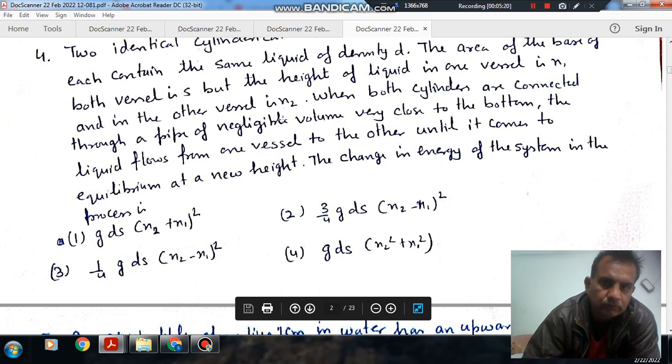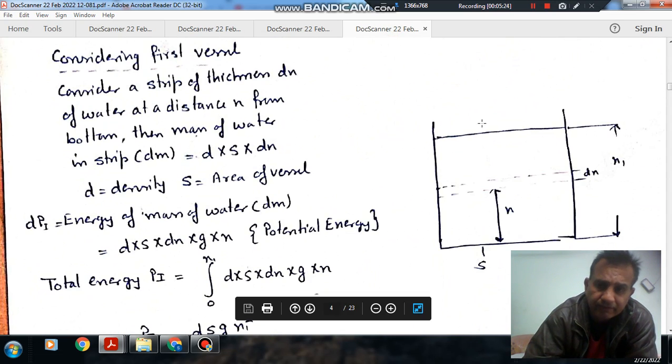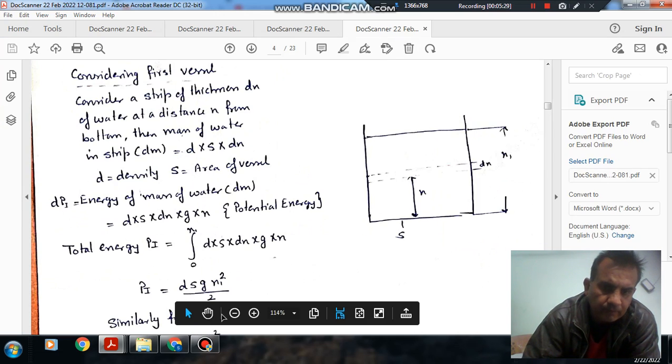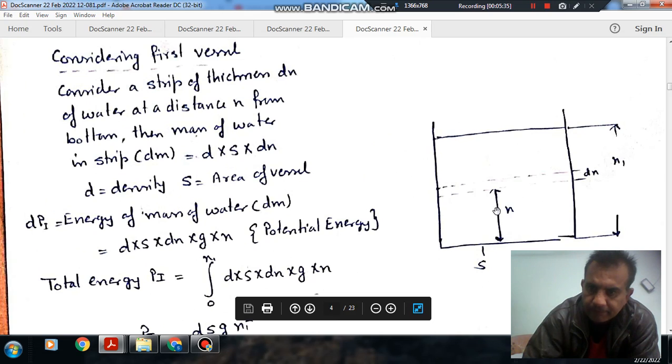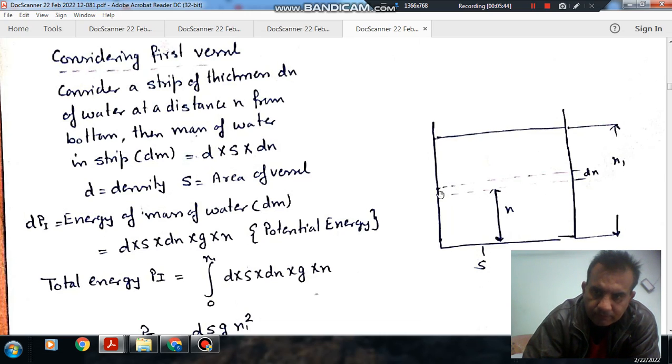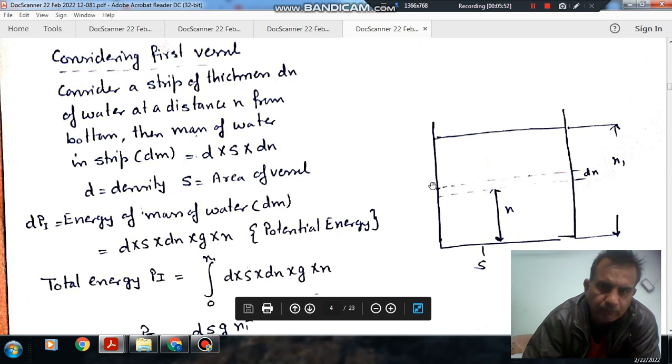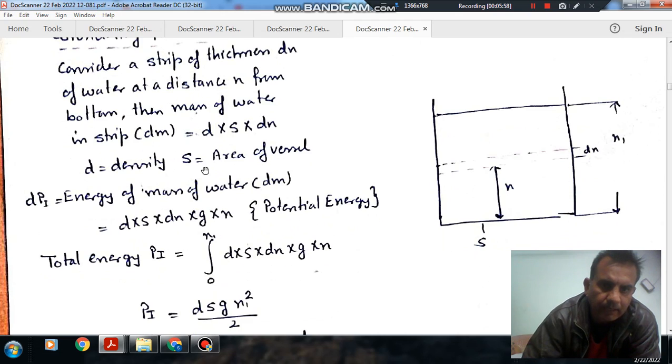Suppose this is the first vessel, and the height here is x1. Now consider a strip within this vessel at a distance x from the bottom, of thickness dx. So the mass of the water in this strip is density into volume, and volume is surface area into dx. So the mass of the water in this strip is ρS dx, where ρ is the density and S is the area.